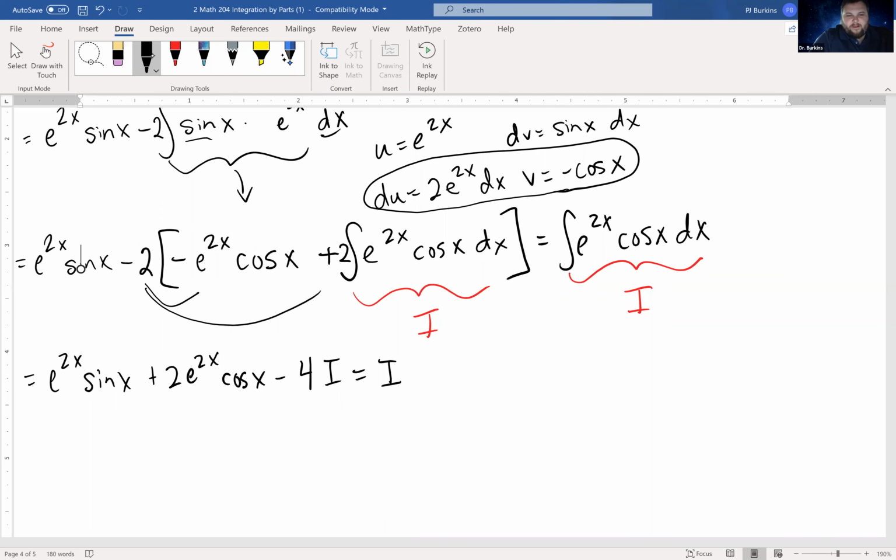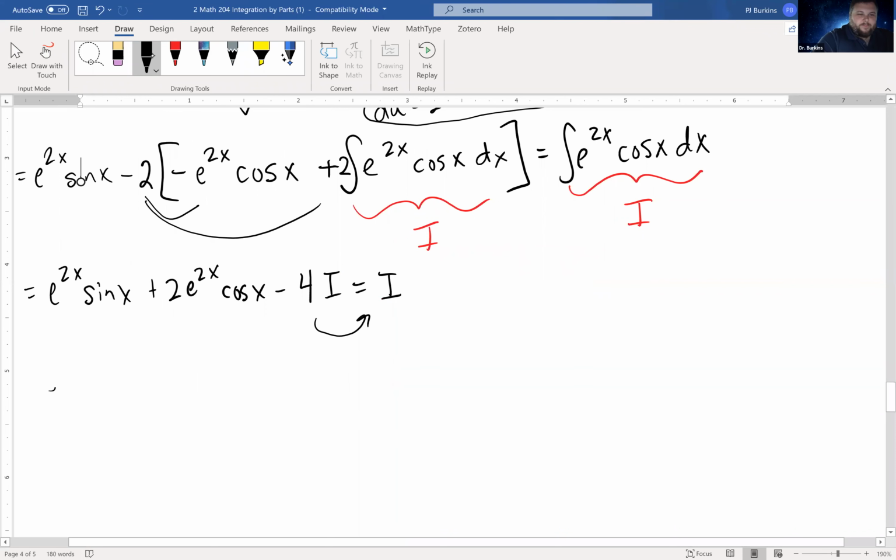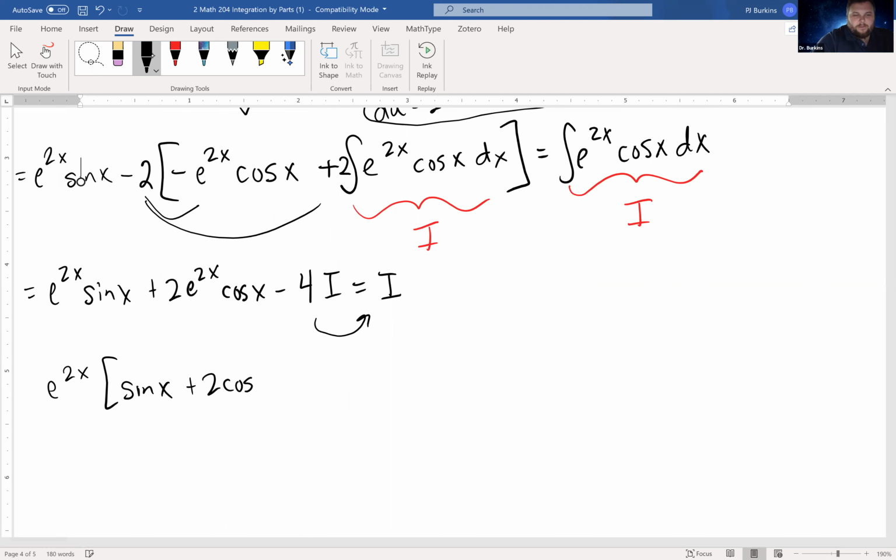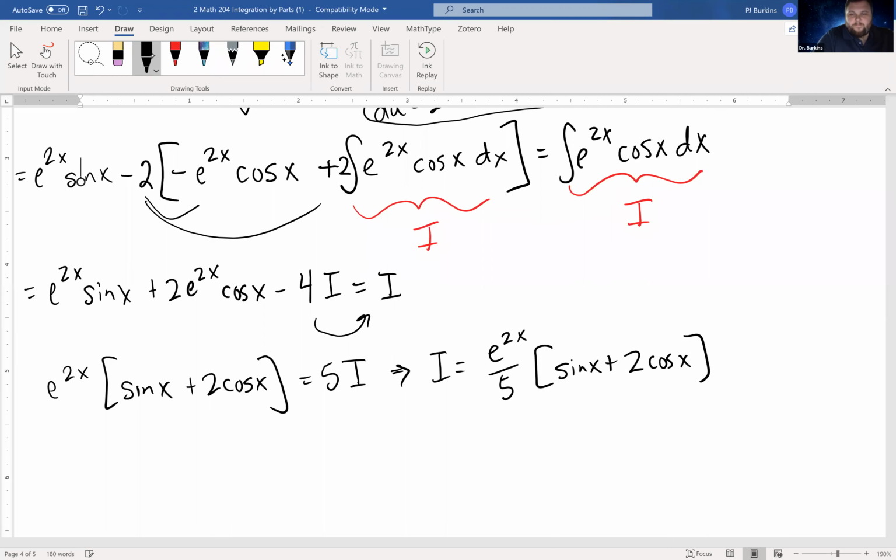So if I have minus 4I on this side and I move it over there, then I have 5I. Let's go ahead and maybe factor out that e to the 2x. And again, I is the original integral. It's the thing I'm trying to find. So if we solve this problem for I, we get this.